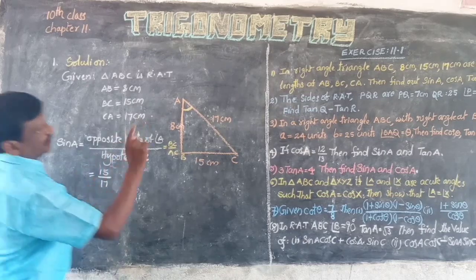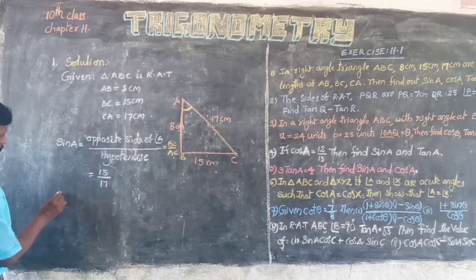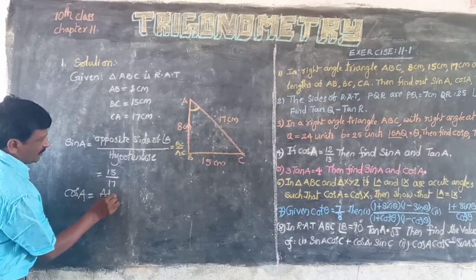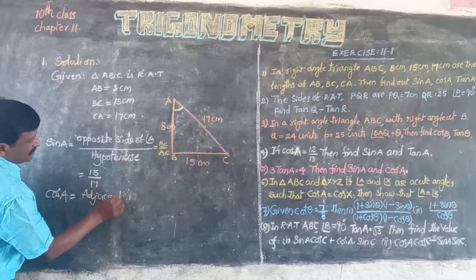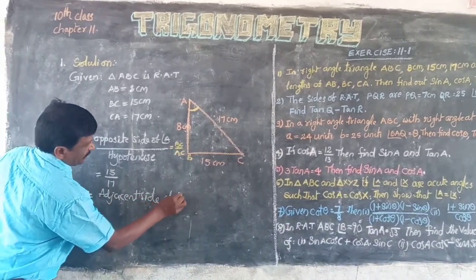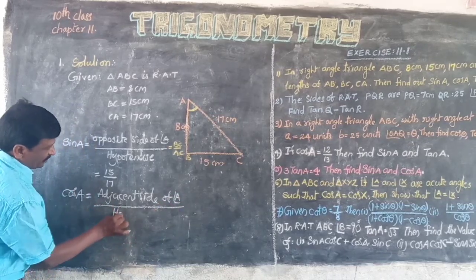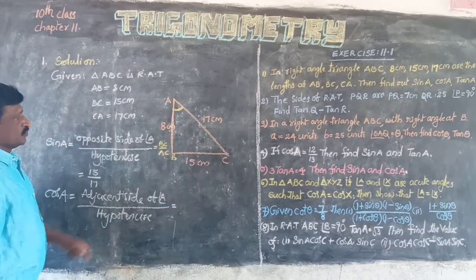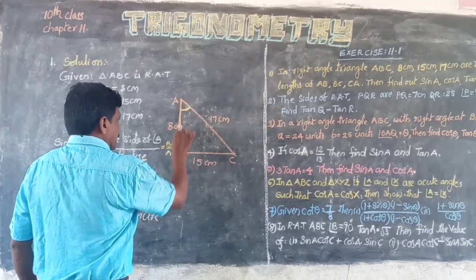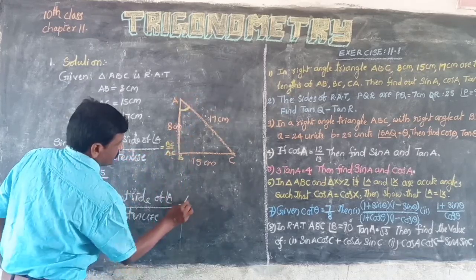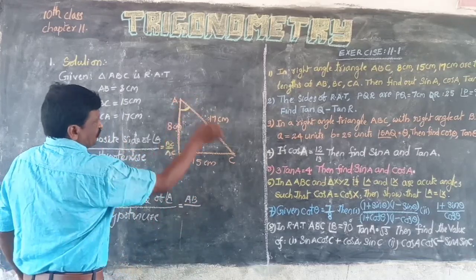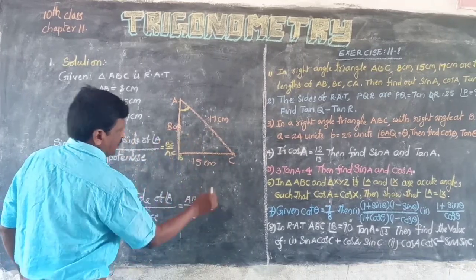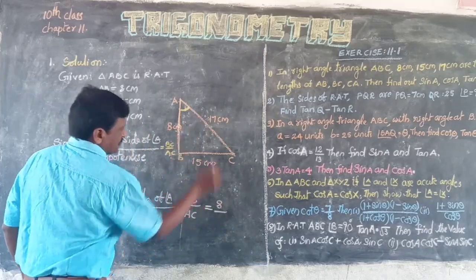Next, we want cos A. Cos A formula: adjacent side of angle A by hypotenuse. Adjacent side is AB, hypotenuse is AC. So AB by AC, AB is 8 centimeters, AC is 17 centimeters.